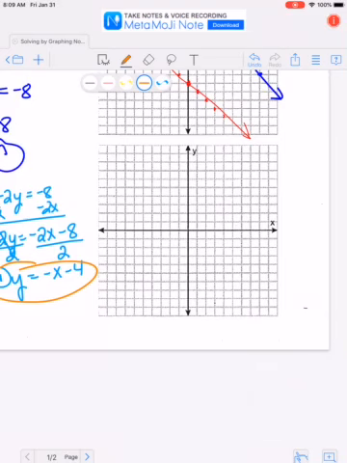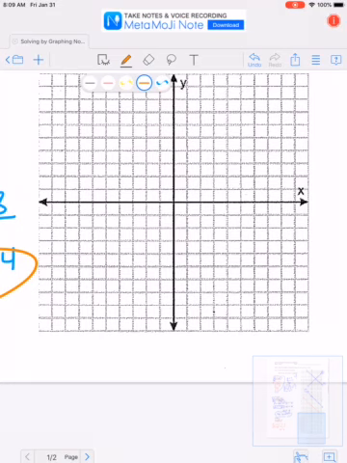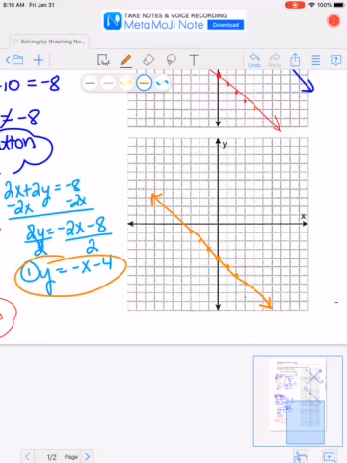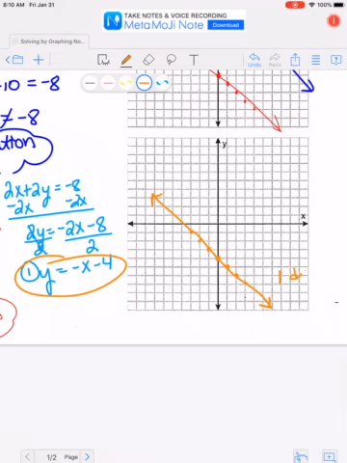I'm going to go ahead and graph. So my y-intercept is negative 4. And then my slope was negative 1 over 1. So there's my solution. So this was graphs 1 and 2. Okay, so go ahead and flip it over to the back.